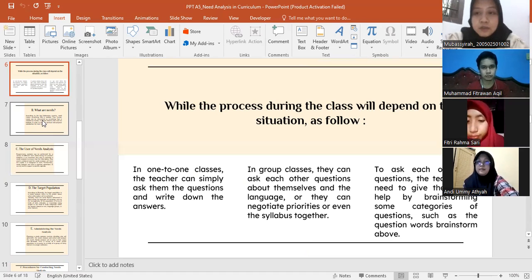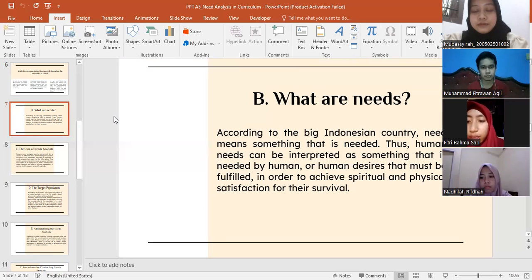All right, thank you so much, Andi, Ummy, Athyah, for delivering the material. So the next material will be presented by Fitri Rahmasari. Fitri Rahmasari, the time is yours. Okay, thank you to the moderator. Here I want to explain about what needs are and the users of needs analysis.